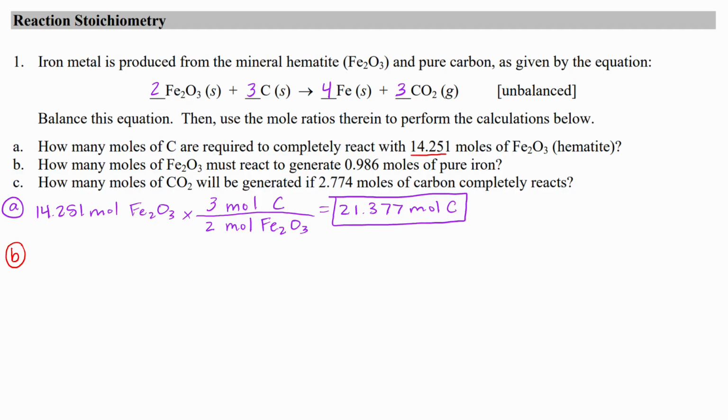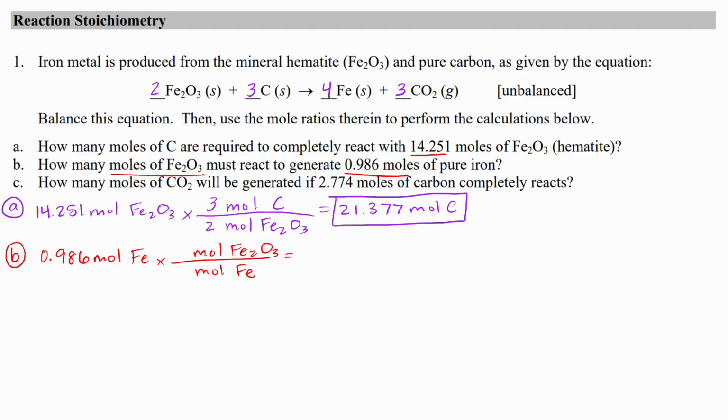So now moving on to part B, it says how many moles of Fe2O3 must react to generate 0.986 moles of pure iron. So again, we're going to start with the number that we are given. So we have 0.986 moles of iron, which is Fe. And it's asking for moles of Fe2O3. So these problems are pretty much as basic as they get because you are given moles and you want to end up with moles. So it's just the mole to mole ratio. So if we want to get rid of moles of iron, that's going to go on the bottom. If we want to get to moles of Fe2O3, that's going to go on the top.